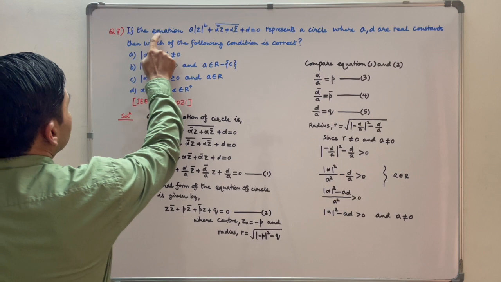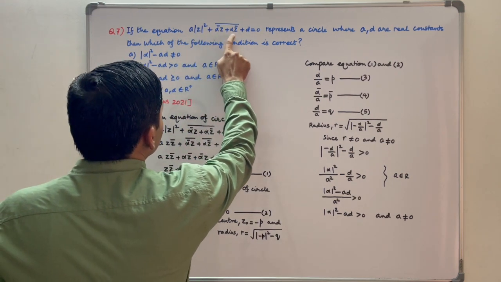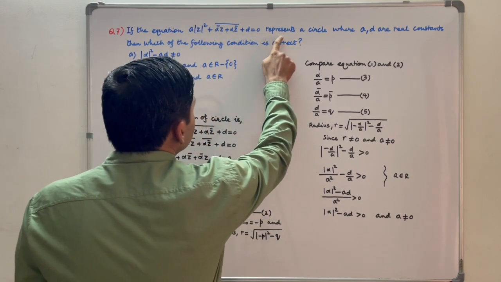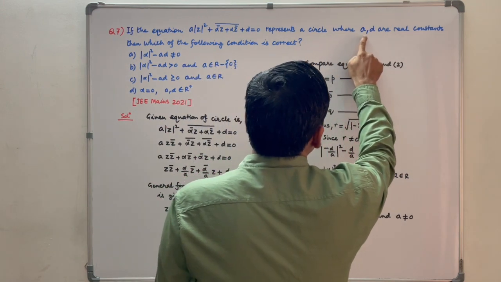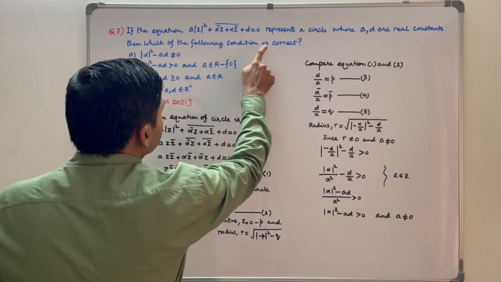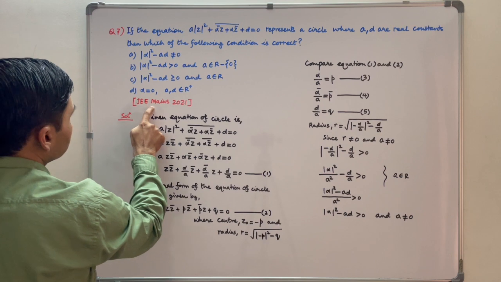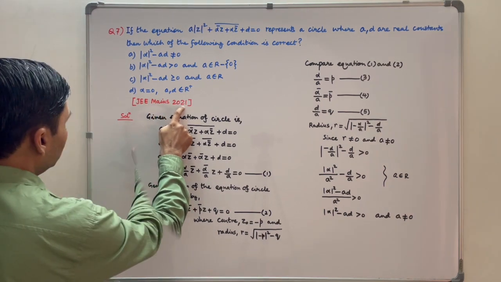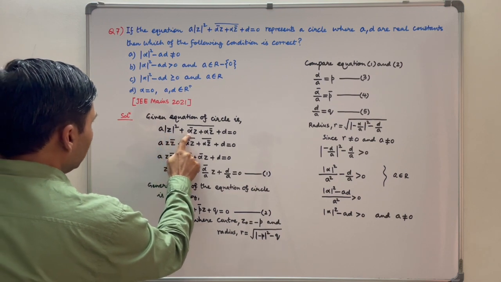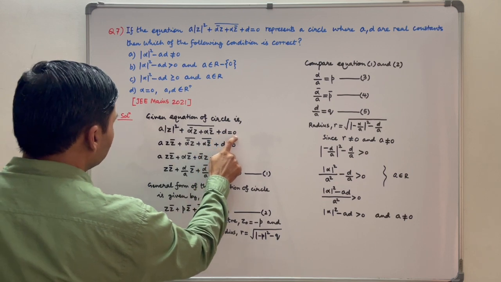Seventh question: if the equation A mod z square plus alpha bar z plus alpha z bar whole bar plus d is equal to 0 represents a circle, where A, d are real constants, then which of the following conditions is correct? These are the options given. This question was asked in JEE Mains 2021. The given equation of the circle is A mod z square plus alpha bar z plus alpha z bar whole bar plus d is equal to 0.